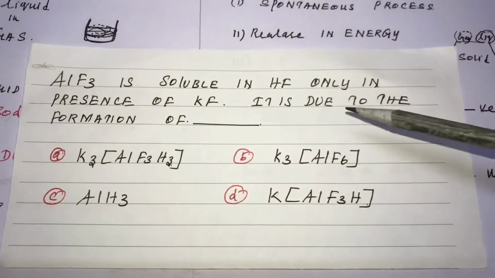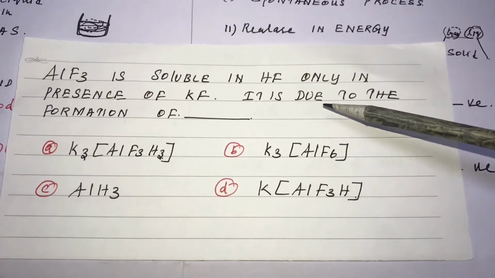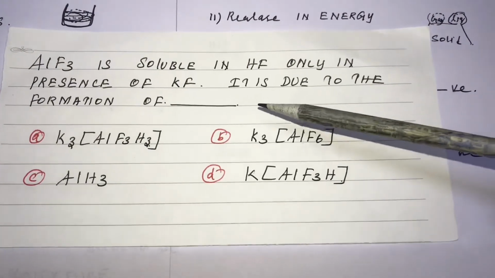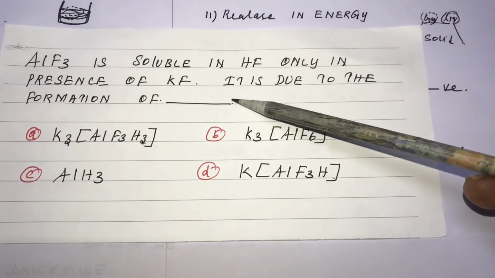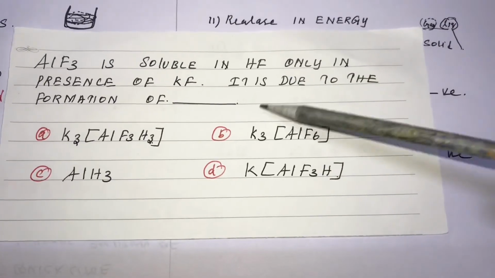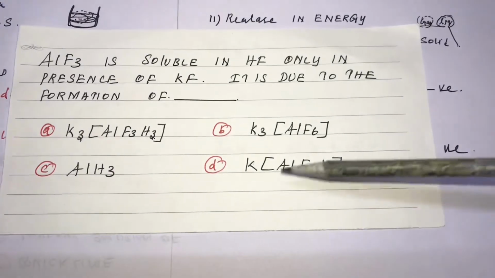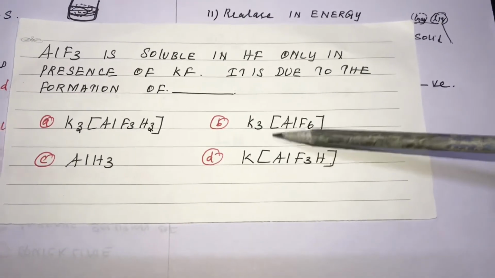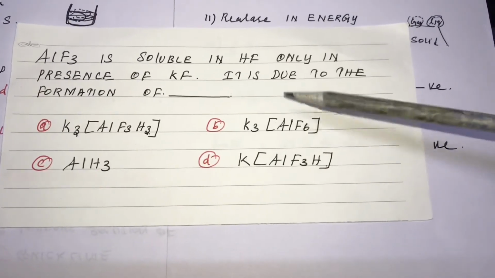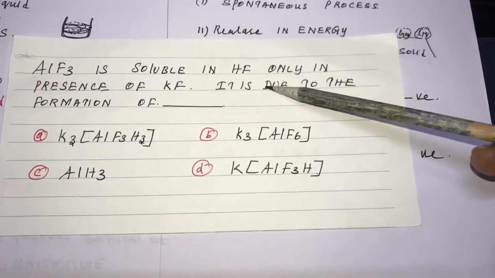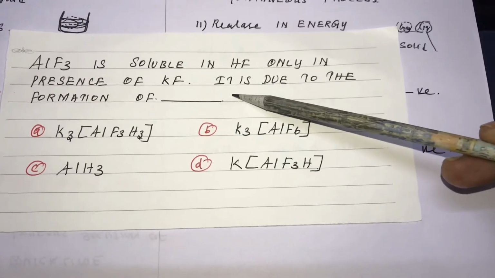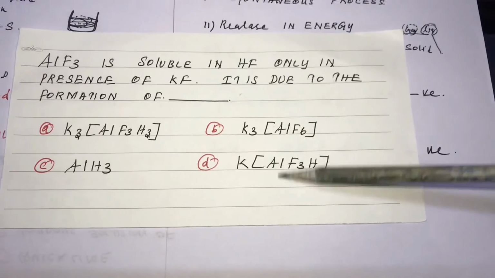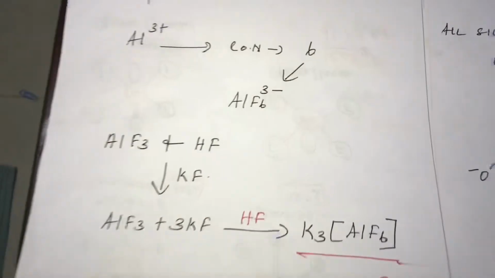The next question is, aluminum fluoride is soluble in HF, hydrofluoric acid, only in the presence of potassium fluoride, KF. It is due to the formation of dash. Different options are given, with different coordination compound names. We have to find out the correct answer. Aluminum fluoride is soluble in hydrofluoric acid only in the presence of potassium fluoride due to the formation of what coordination compound? We have to answer.